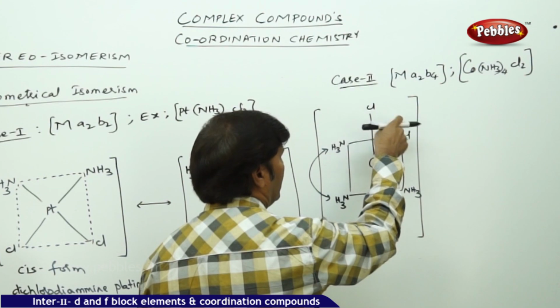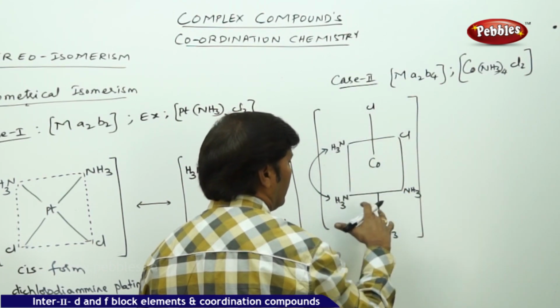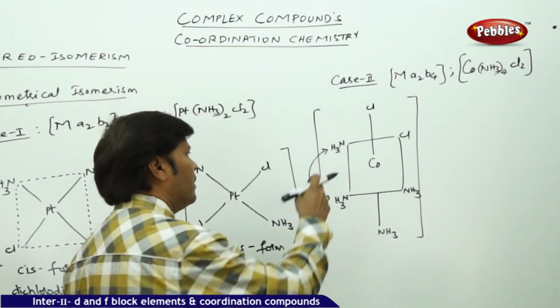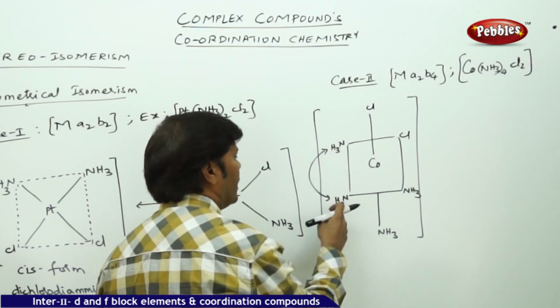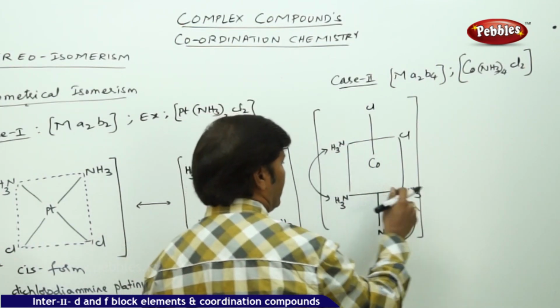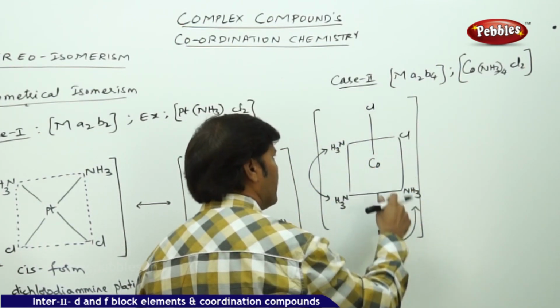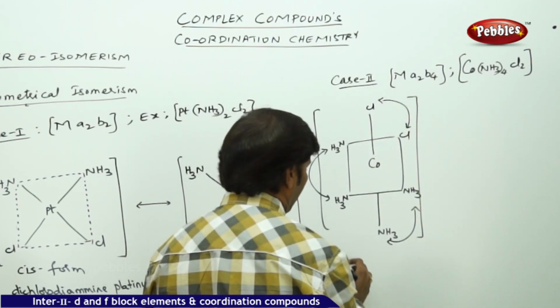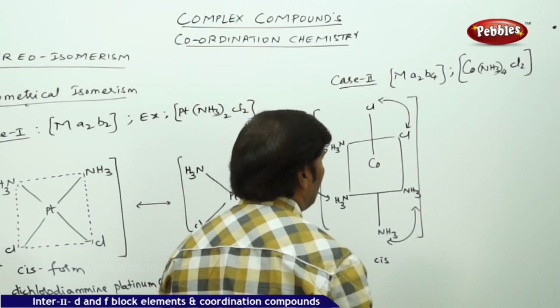There were small changes done in order to accommodate the cis structure for this complex. So you can see that both the ammonia molecules, they are adjacent here. Here also both the ammonia molecules are adjacent. Cis of cis, cis, and both the chlorines also, they are adjacent. So I can say all cis.